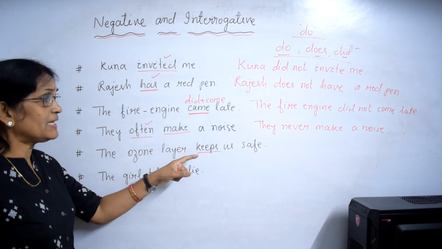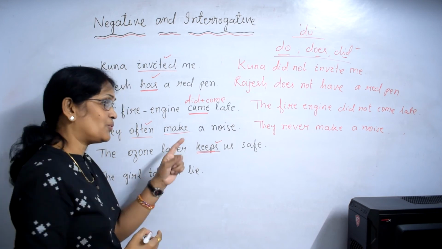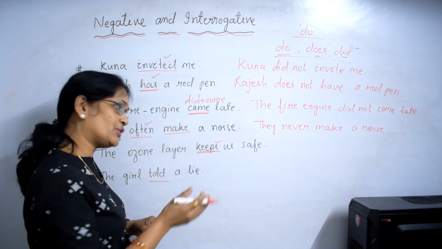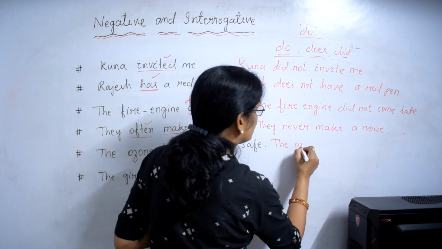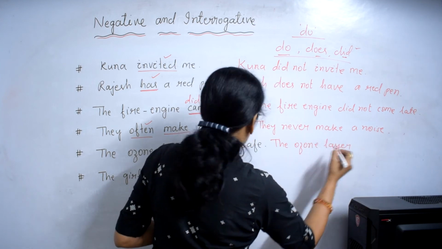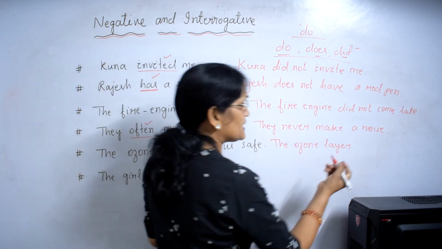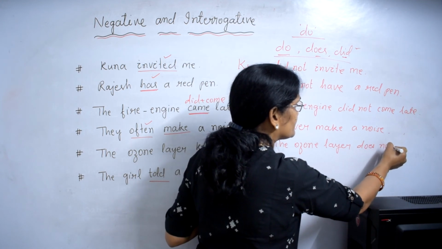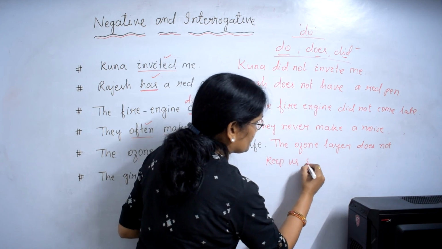The ozone layer keeps us safe. Keep is the verb, there s is added. So where s or es is added, there does is hiding. So keep out does. The ozone layer does not keep us safe. Does not keep us safe.